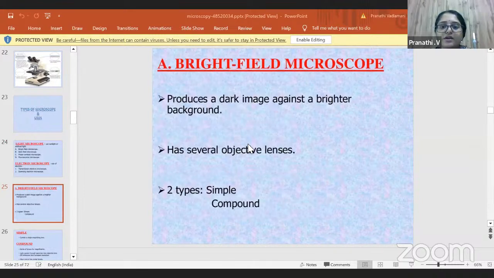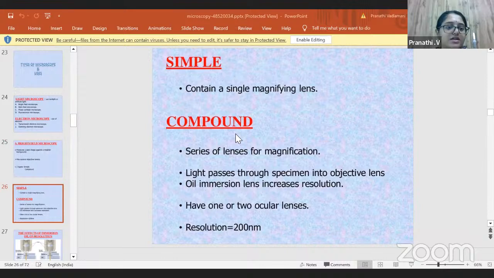So what does a bright field microscope do? It's going to produce a dark image against a bright background. You have different objective lenses, and there are two types again. You have the simple microscope, which is only a basic magnifying glass. Compound microscope, again, like I told you, 10x, 45x, 100x. So you have a series of lenses for magnification.